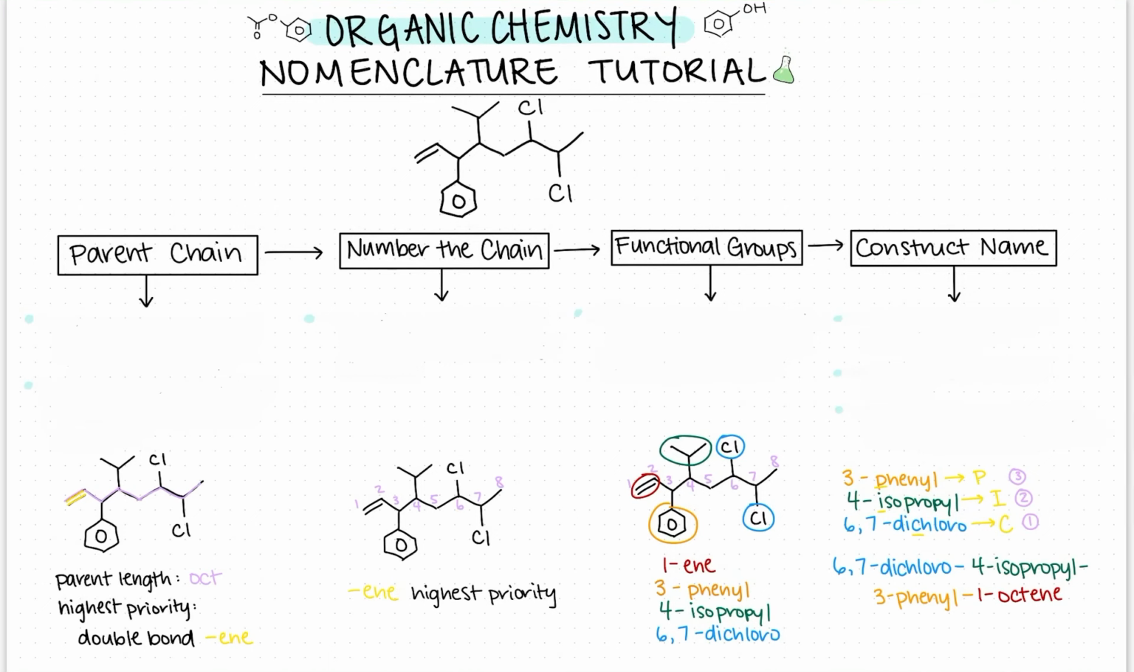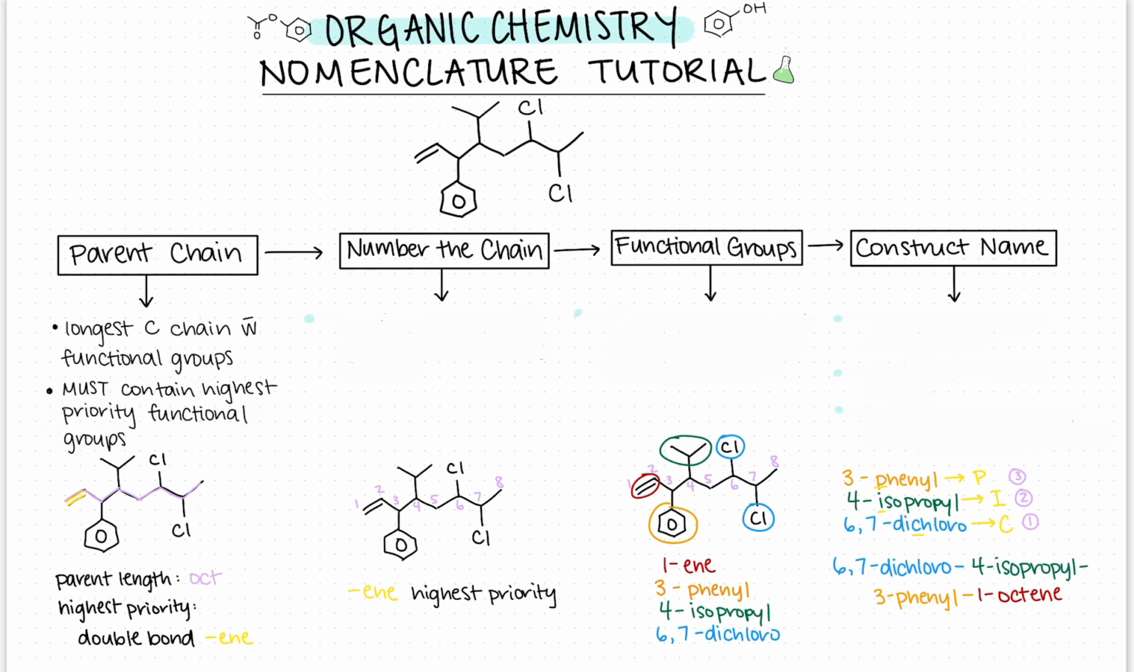I'm going to be doing a quick tutorial on organic chemistry nomenclature, so IUPAC rules. So the first thing we do when we want to name our molecule is we want to identify the parent chain. So the parent chain will be your longest carbon chain with your functional groups. So remember that your parent chain absolutely must contain the highest priority functional groups.